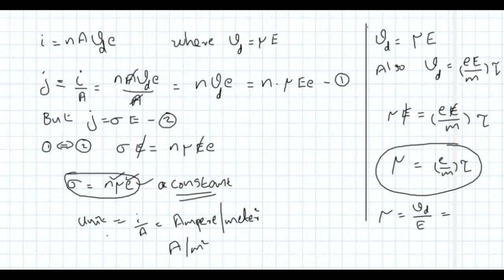Now mu is equal to Vd by E. From this equation Vd is equal to mu E, mu is equal to Vd by E. And what is the unit of Vd? That is velocity, meter per second, divided by the strength of electric field, the unit of which is volt per meter. Therefore what is the unit of this mu? We can write meter per second into meter by volt, which is meter square divided by second volt, or meter square second inverse volt inverse.